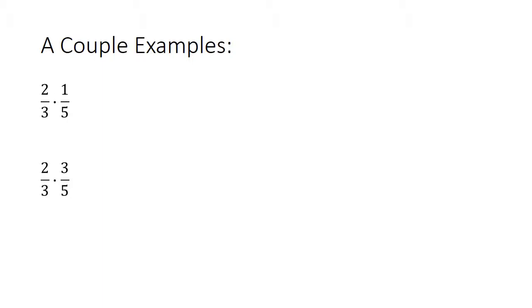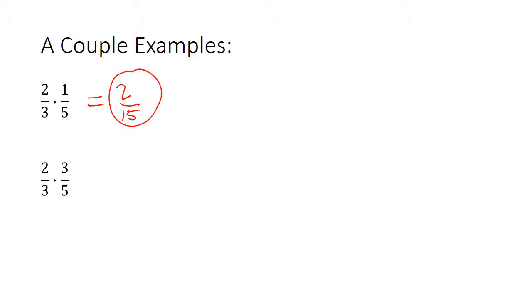So in this first one we have in the numerator 2 times 1, which is just 2, and in the denominator we have 3 times 5, which is 15. Now we always want to ask ourselves, can this fraction that I got as my answer be simplified? And in this case, it can't. It's as simple as it's going to get. So we'll go ahead and circle that.